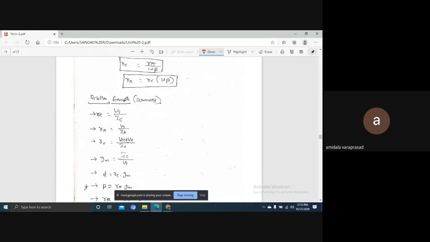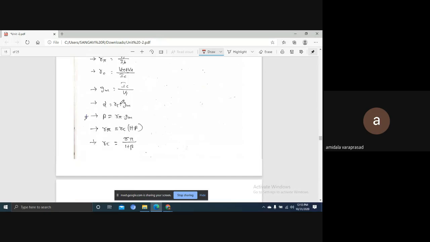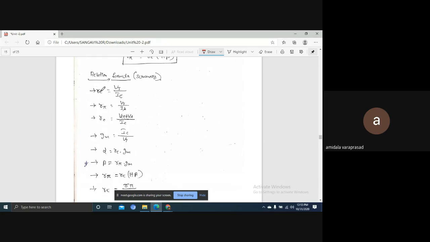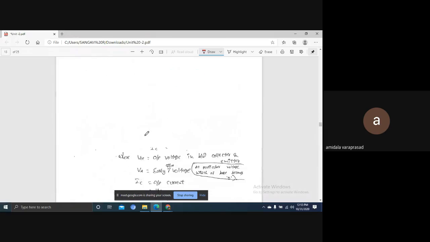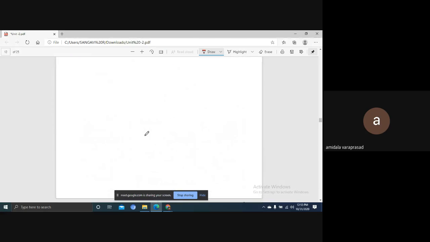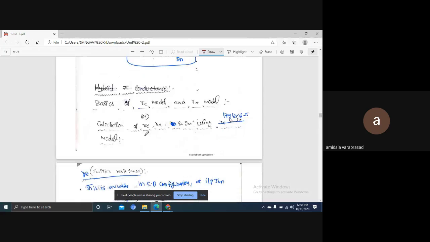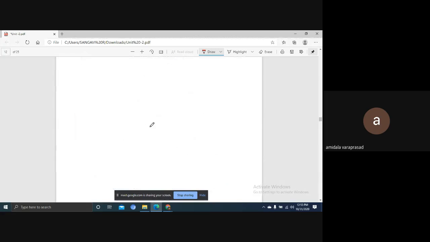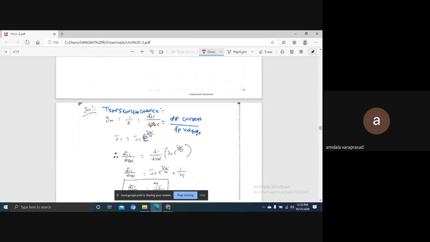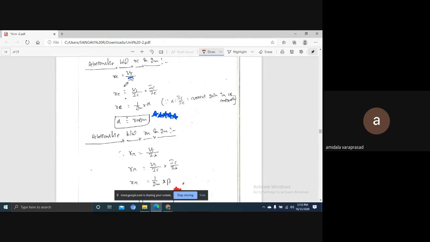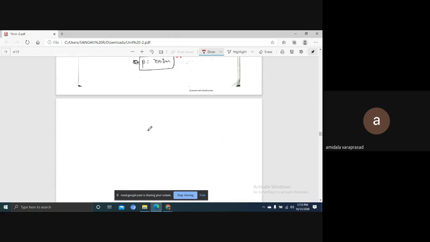This is the relation formula for RE. RE is nothing but VT by IE, and R pi is nothing but VT by IB. What is the other name of RE? The other name of RE in the CE configuration is R B dash E. Check it. Okay, there it is. This is our relations.